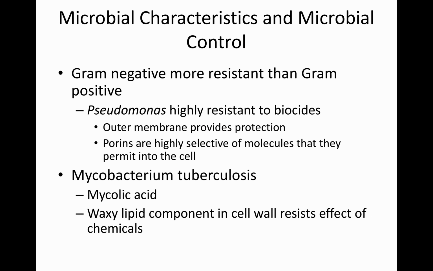So the microbial characteristics affect the control method. Gram-negatives, like we said, are more resistant than gram-positives. And Pseudomonas, for one example, is very resistant to most disinfectants. And that outer membrane is what's going to provide that protection because those porin proteins in the outer membrane only allow certain molecules into the cell. Your Mycobacterium tuberculosis, other mycobacteriums, those have the mycolic acid, which is that waxy lipid component of the cell wall resisting the effects of chemicals.